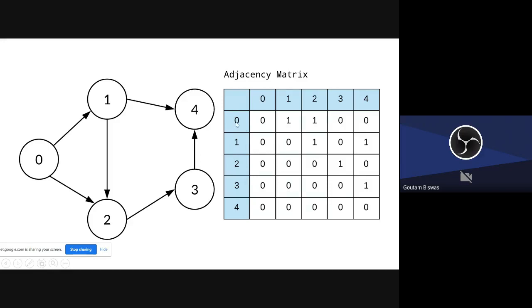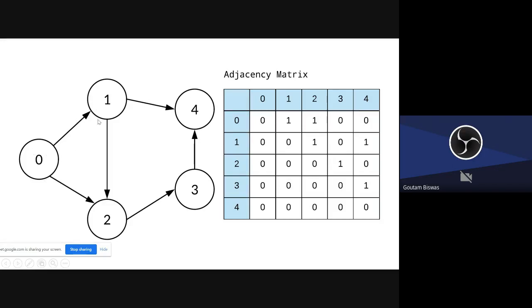Now, from 0 to 0, there is no edge, so entry (0,0) is 0. No edge means 0. But from 0 to 1, there is only one edge, so put 1. From 0 to 2, only one edge, so put 1. From 0 to 3, there is no edge, so put 0. From 0 to 4, there is no edge, so put 0. Similarly, 1 to 0.